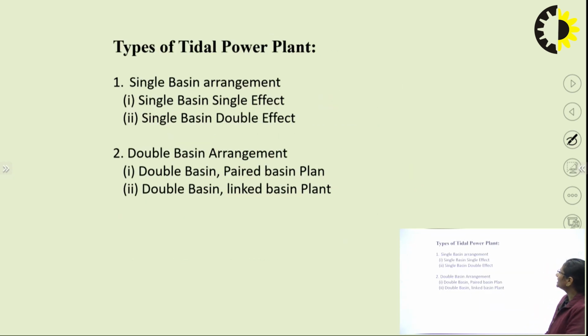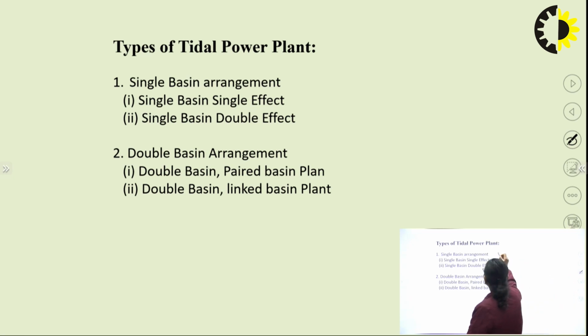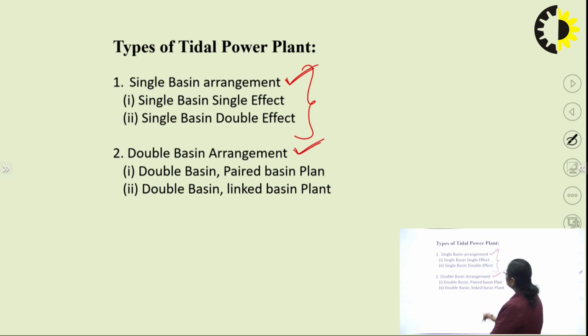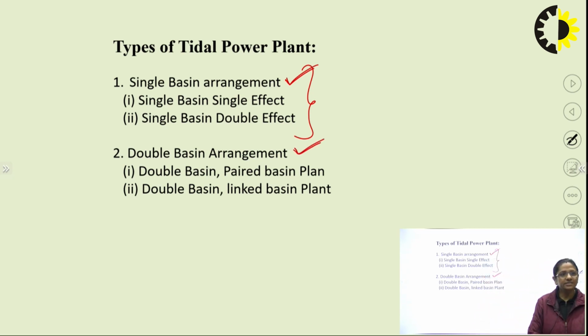Various types of tidal power plant are as follows. We may have a single basin arrangement or a double basin arrangement. In single basin arrangement, we can have single basin single effect and single basin double effect. In double basin arrangement, we can have the double basin paired basin plant and the double basin linked basin plant.